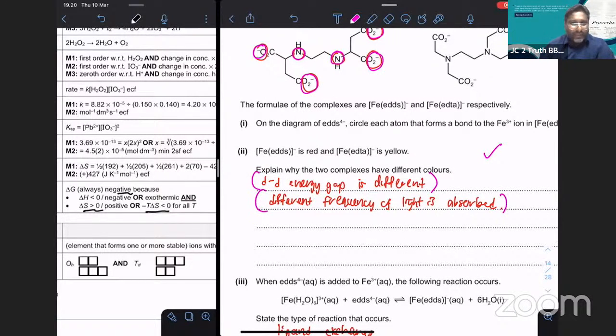Don't simply say there is going to be d-d orbital splitting and then you are going to get electron promoted or excited, and then just simply say, like normal, frequency of light is absorbed, complementary color is seen. You need to mention that there is going to be a difference in energy gap because of different ligands. Different ligands will have different energy gaps, and that is going to be the one that will give you a different complementary color. Please take note of that.